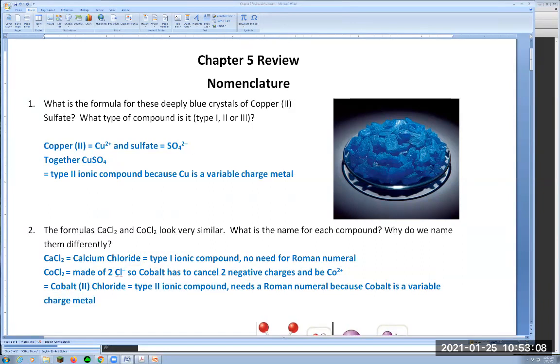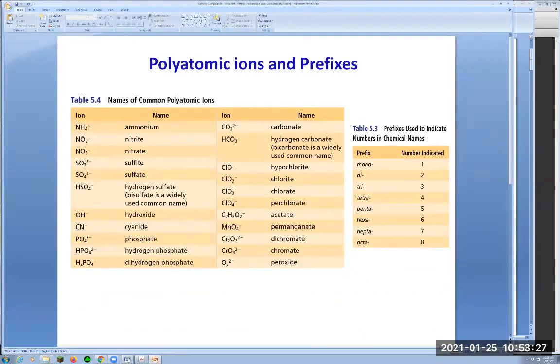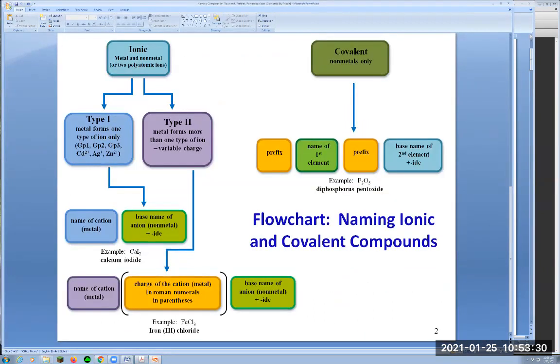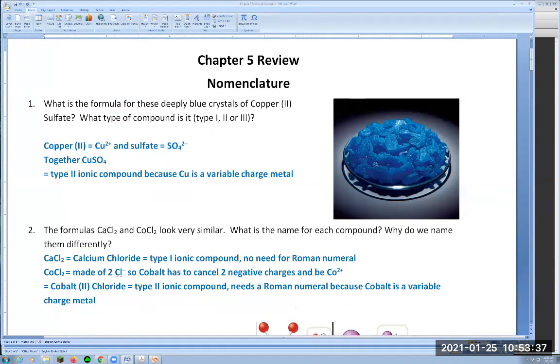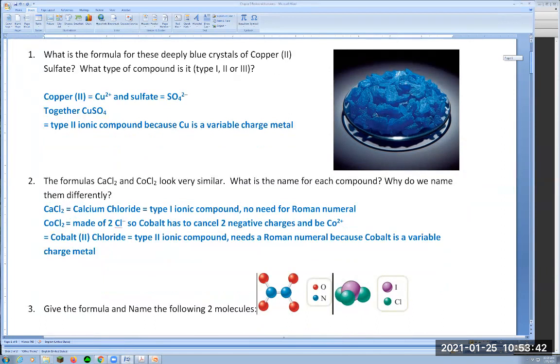So that's why the names of these two compounds are different: calcium chloride and cobalt(II) chloride. It's different, especially because you need a Roman numeral for the cobalt and you don't need one for the calcium. So remember always to follow this flow chart and ask yourself, do I have a type 1 metal or a type 2 metal? Because for the homework and the quiz, you will be expected to pay attention to all these details.